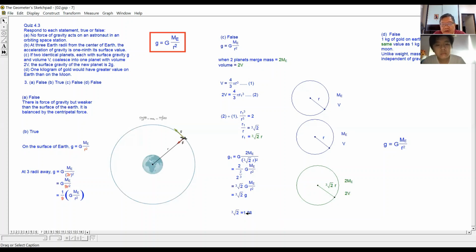And if you use your calculator, you try to find out what is the cube root of 2. Use your calculator and find out the cube root of 2.